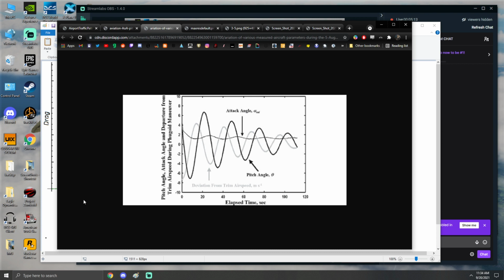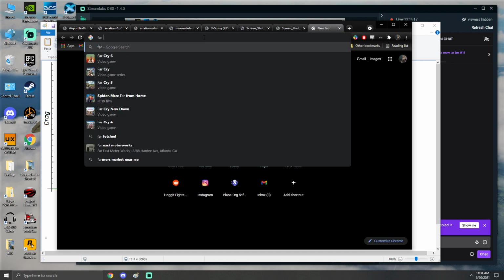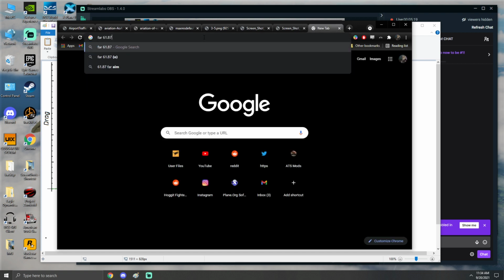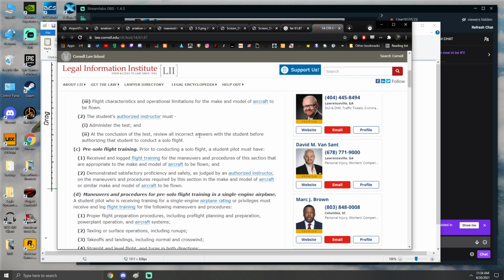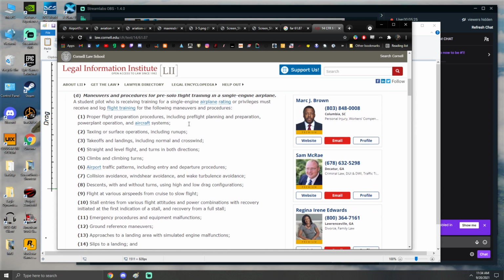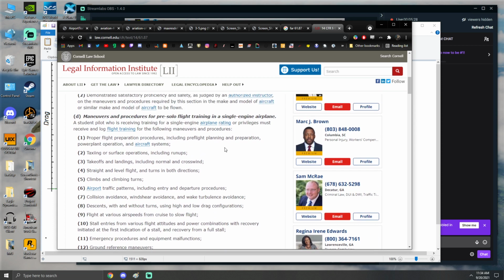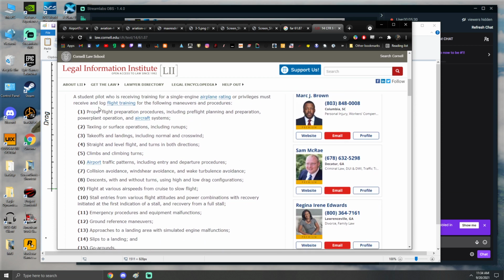And the reality is that, in fact, let's pull this up. Part 61, FAR 61.87, solo requirements for student pilots. There is Part D, maneuvers and procedures for pre-solo flight training in a single engine airplane. This is kind of a syllabus. I mean, it's not a syllabus. This is what the Federal Aviation Regulations require you to receive training in before you solo an airplane. And most of these pertain to giving you the skills to be able to fly traffic patterns.